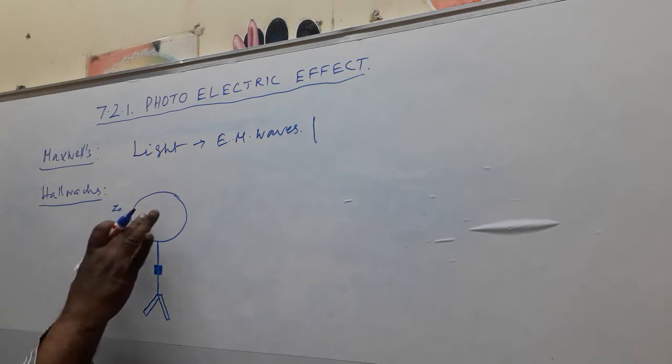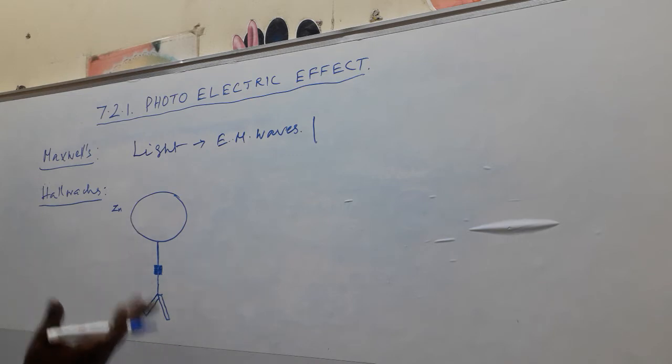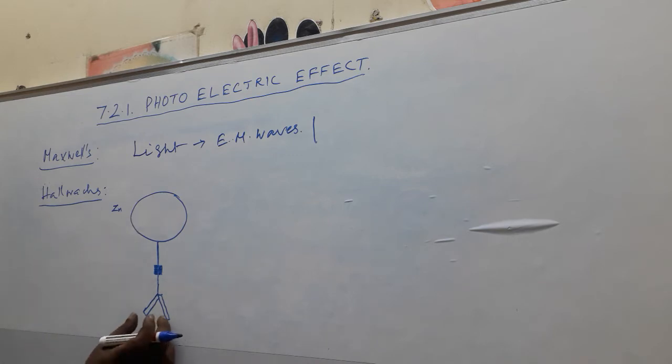Initially, there is no charge and no radiation. That's why the gold leaves of the electroscope are very close to each other in the absence of electric charges.